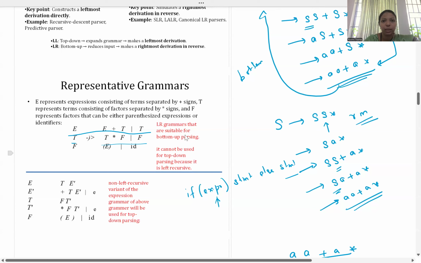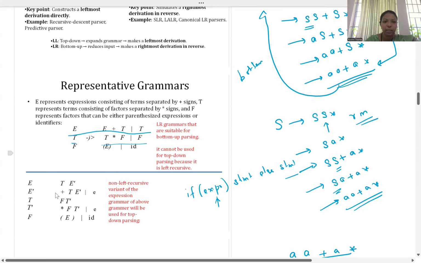there should not be any non-left recursion. Sorry, for bottom-up parsing, we don't want to check whether it is left recursion or not. But if you do top-down parsing, we have to check whether it is left recursive or not. So I'll put a separate video about what left recursion is.